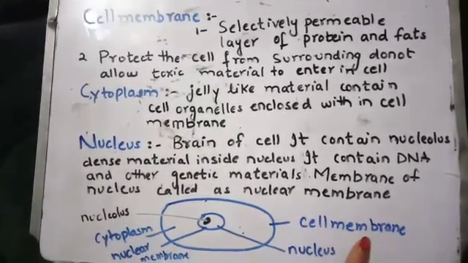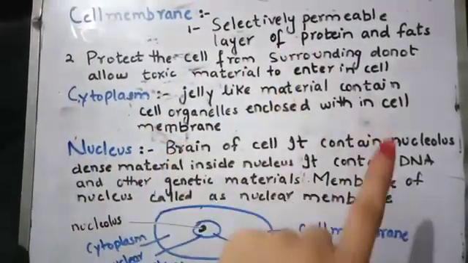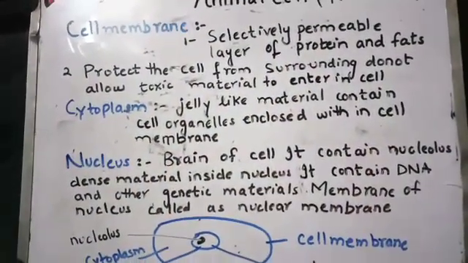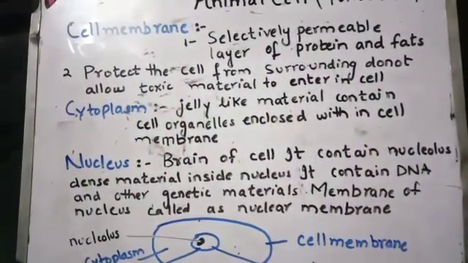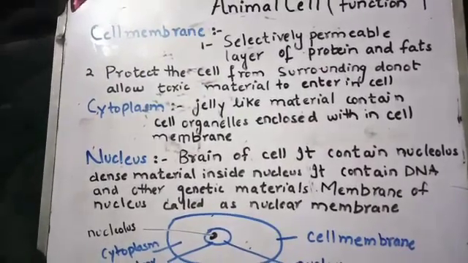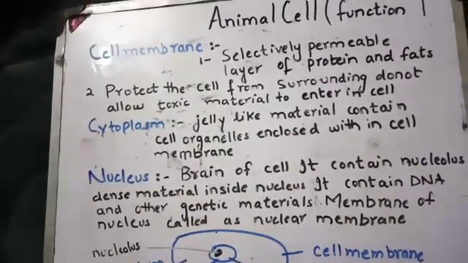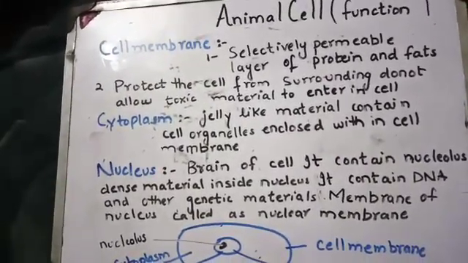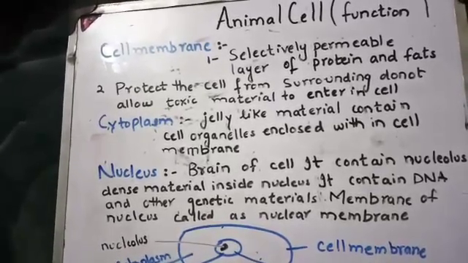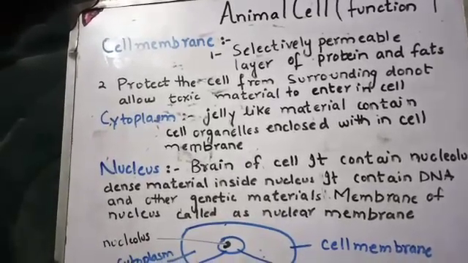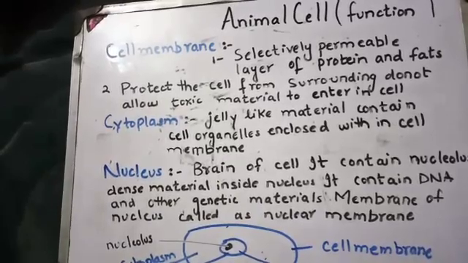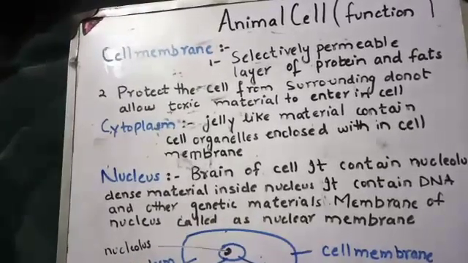So what is the function of that? It is selectively permeable, and it is made up of layers of proteins and fat. Selectively permeable means that it does not allow every material to pass through. It is very selective, allowing only some materials to pass through. You can say it is basically the barrier, or the checkpoint.